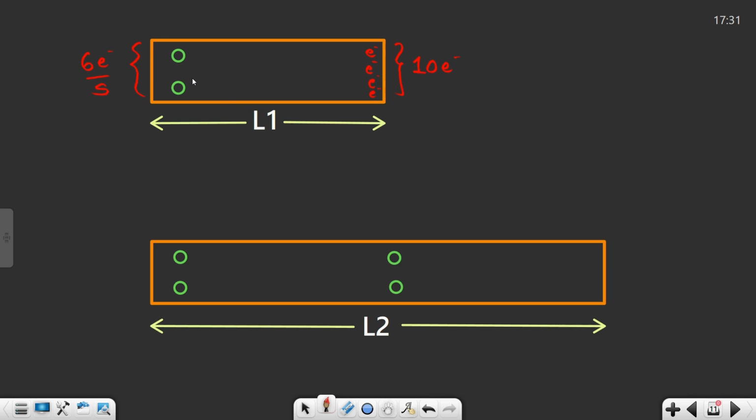But why didn't they come over here? Because of the nucleus, these two nuclei changed the direction of those 4 electrons, right? I hope you are able to understand this. But what will happen over here? Let's say again 10 electrons are entering. Just the thing is that L2 is almost 2 times L1.